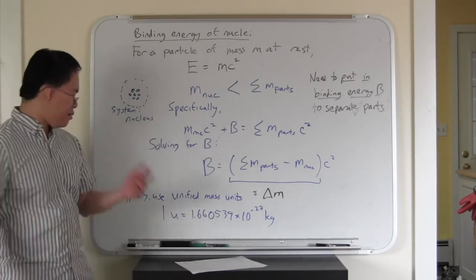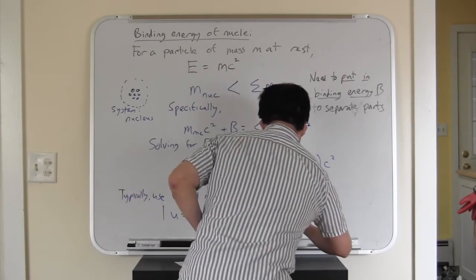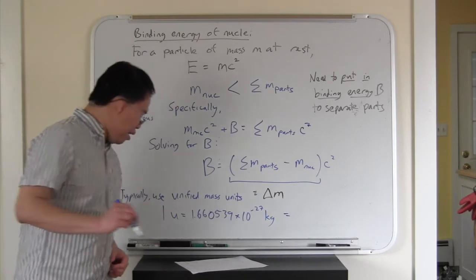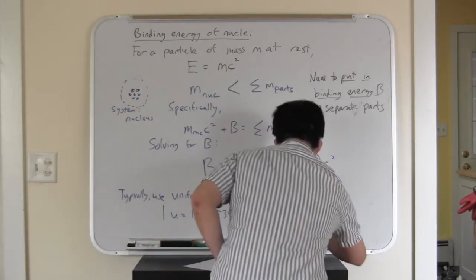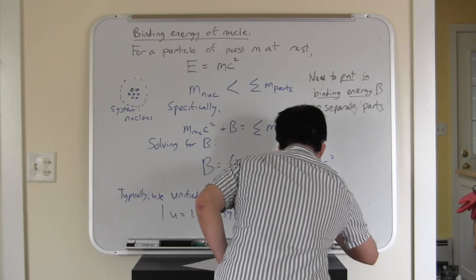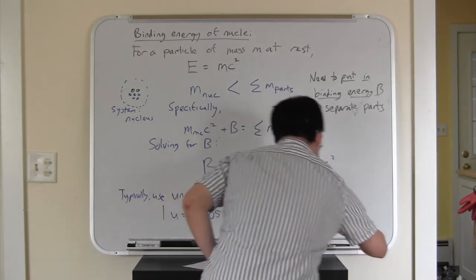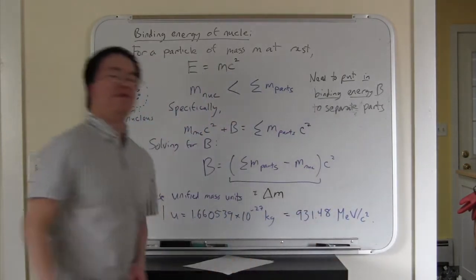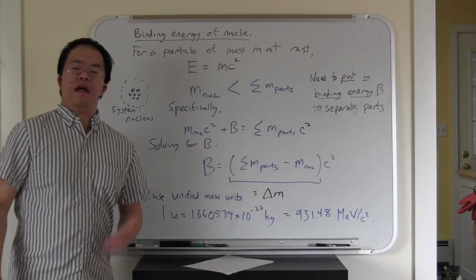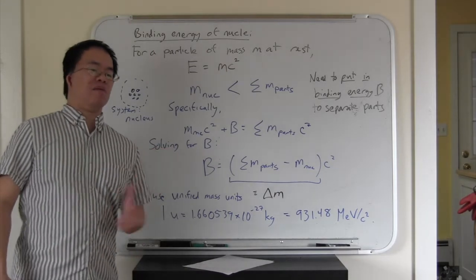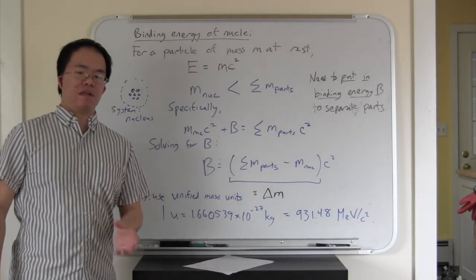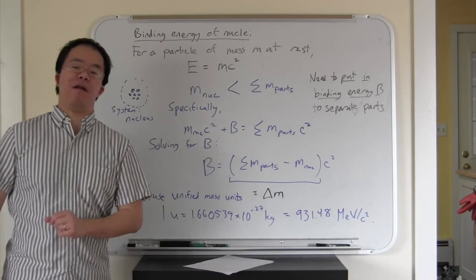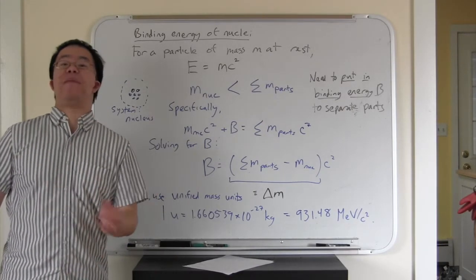But the more useful one is actually to work in electron volts, and that turns out to be 931.48 mega electron volts over c squared. So I'll erase the board, and then I'll walk you through one calculation of the binding energy, and then I'll have you try one as a whiteboard exercise to wrap up today.